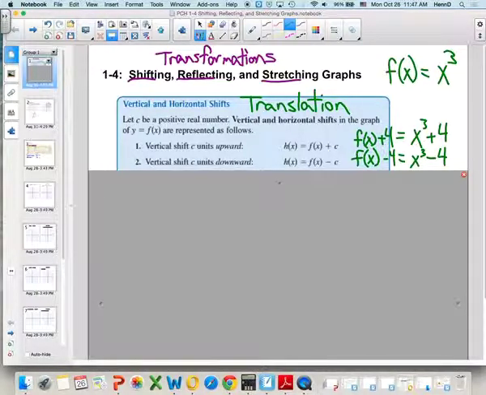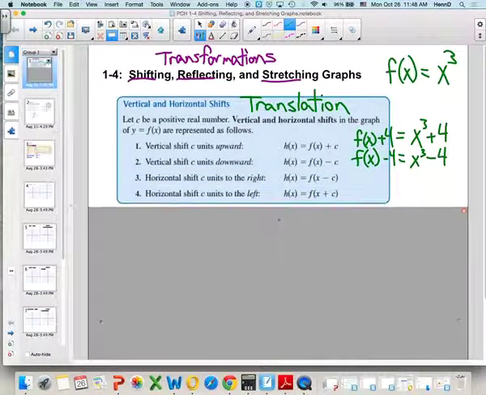Now if the function was already f of x equals x cubed minus 2, and you had to do a vertical shift upwards 4 units, you would just add 4 to the minus 2. You can do this, you don't have to do this just with parent functions, you can do this with any function. If you add 4 to it, it's going to move that function up 4.